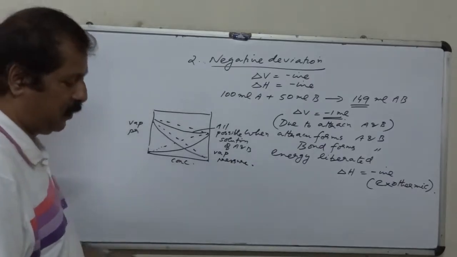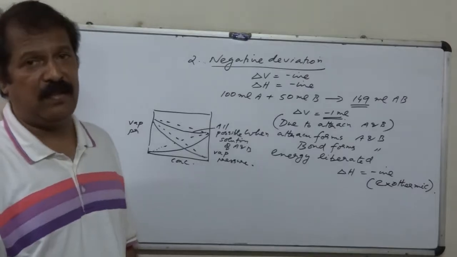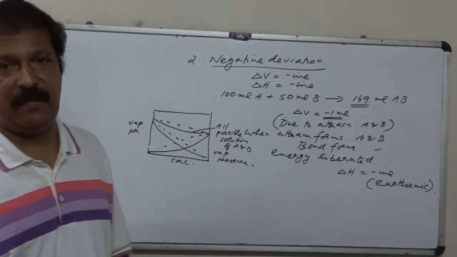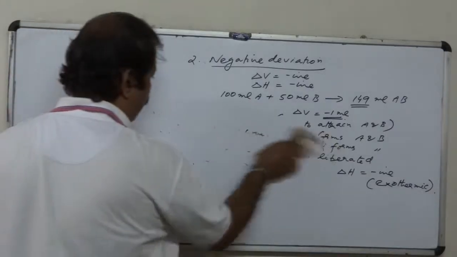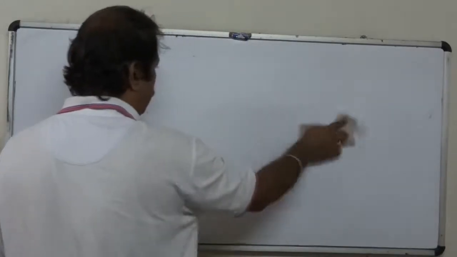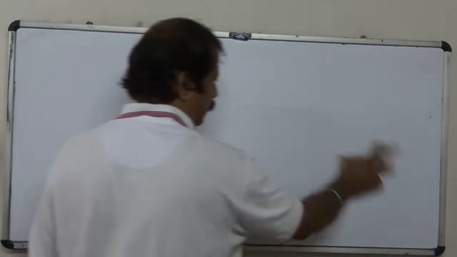So you have three graphs. First one is ideal solution, second one is a positive deviation, and the third one is a negative deviation. So we look into the next topic, that is azeotropic mixture. What is meant by azeotropic mixture?